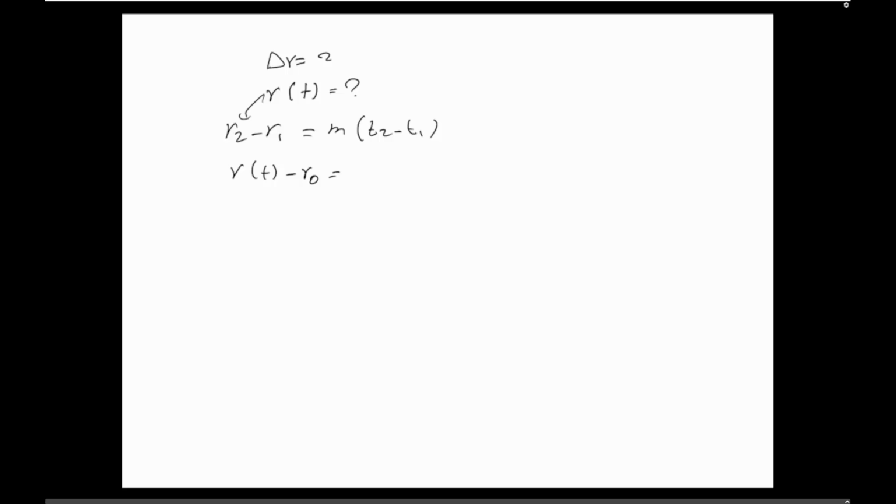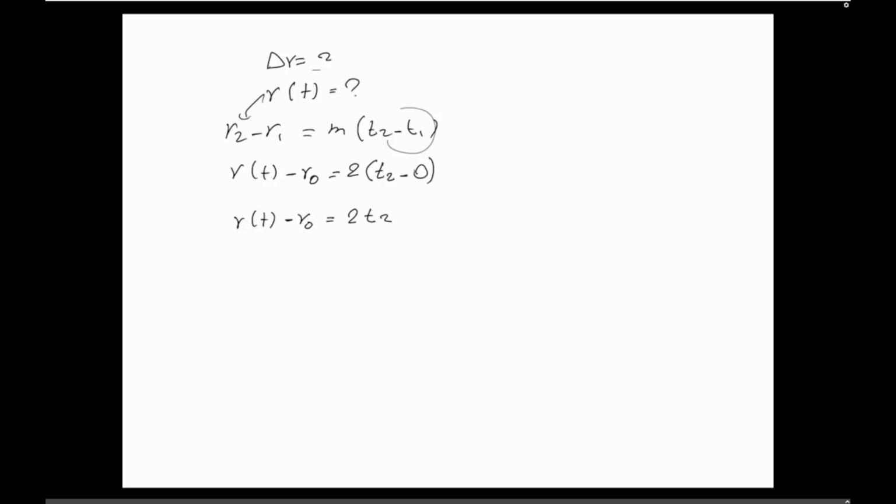And m is the rate of change, which is 2, and t2 is what we're looking to represent our function, and we said we're gonna represent t1 as 0. What we end up with is r as a function of t: r of t minus r of 0 equals 2 times t.